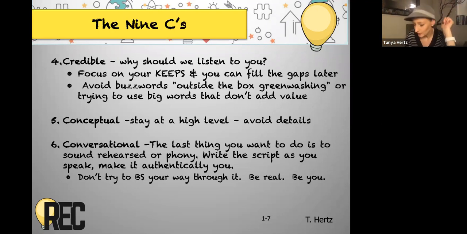No buzzwords. I don't ever want to hear you talking about, you know, outside of the box, greenwashing, right? Just fluff. Instead, just say what it is. Say it like it is, and keep it both conceptual and concrete at the same time. Keep it conversational as well.